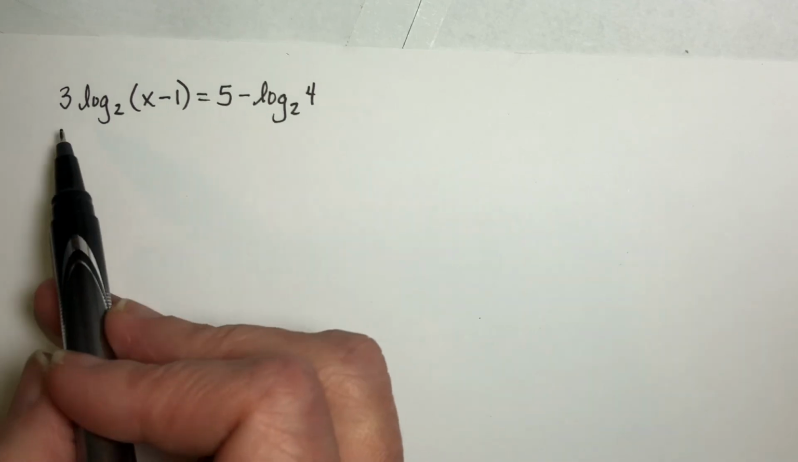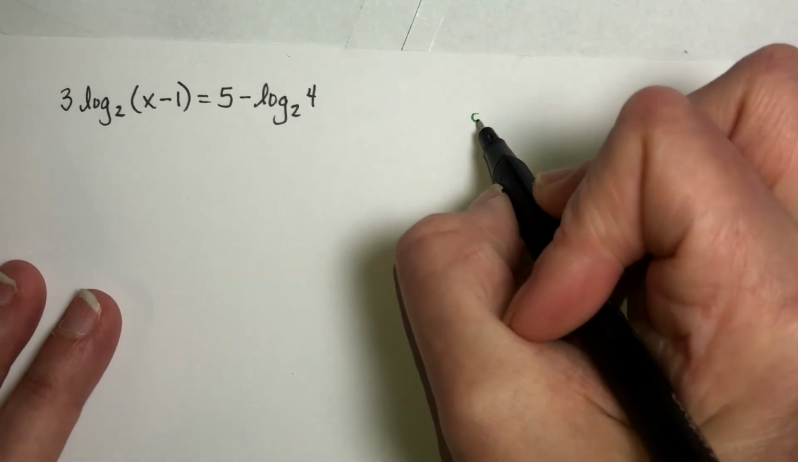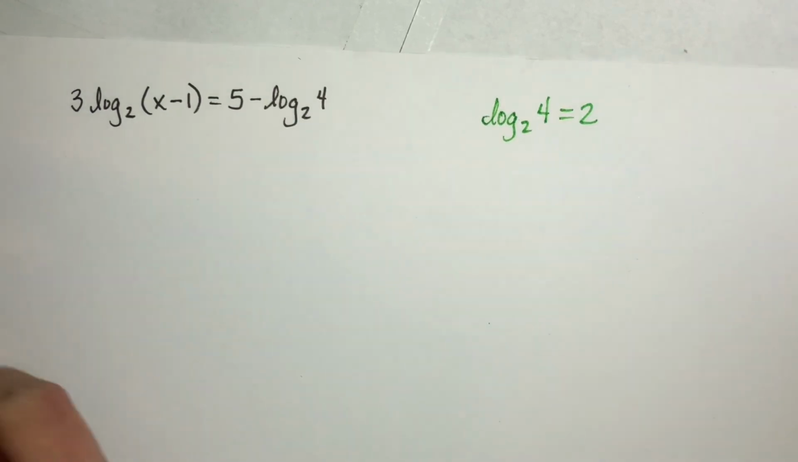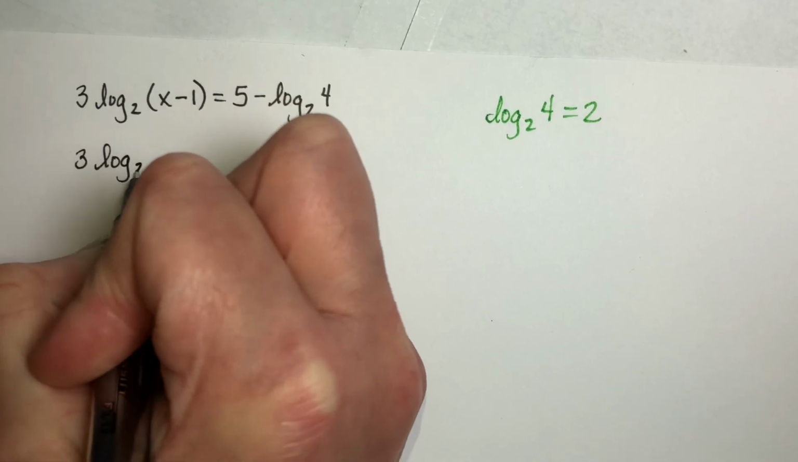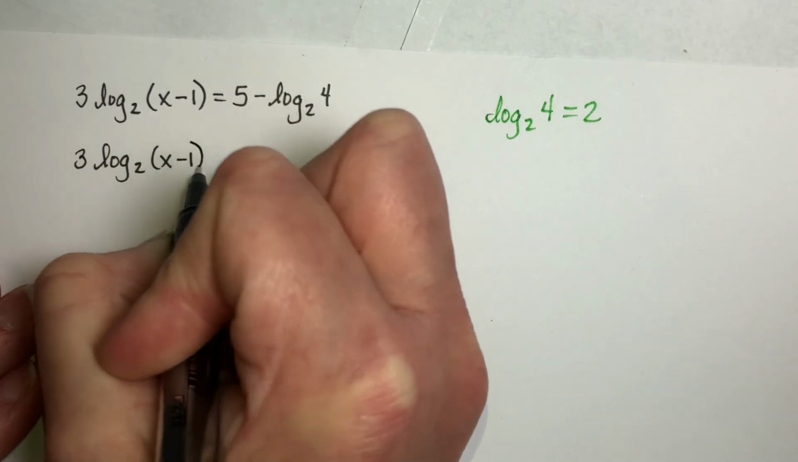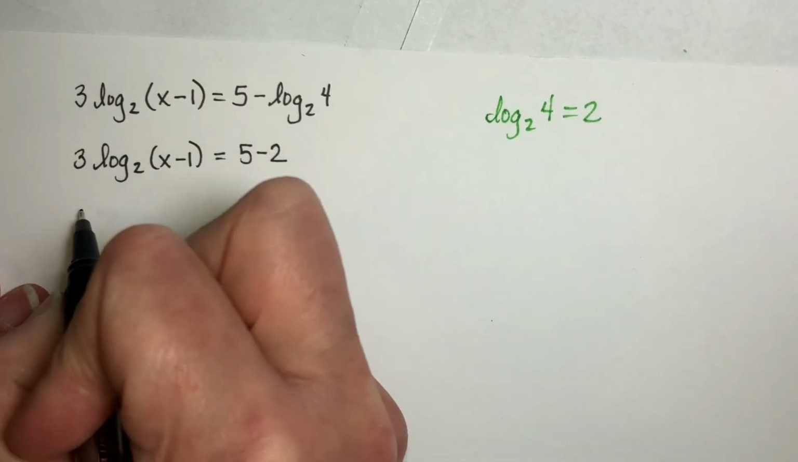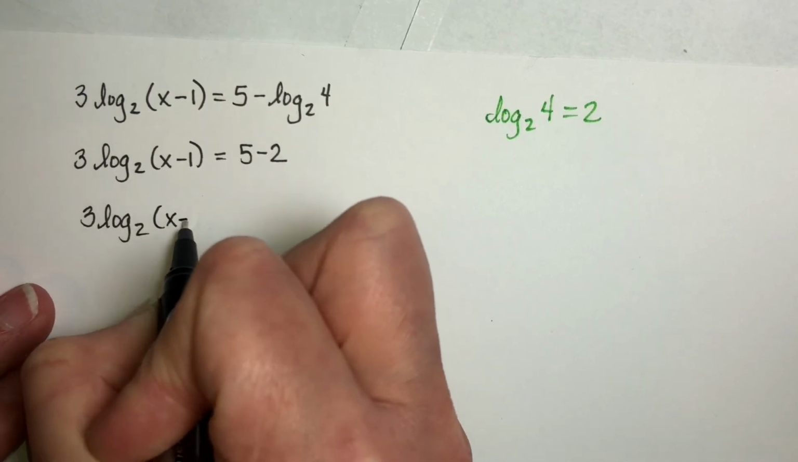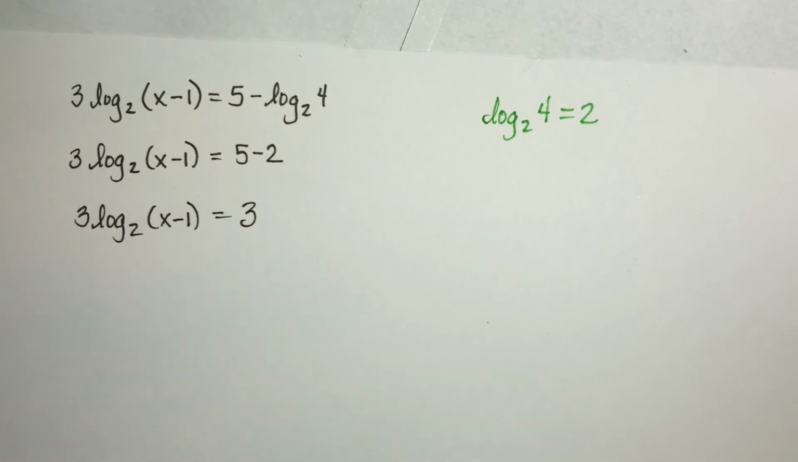Okay, but I had this problem, and one of the things that we did is we noticed that log base 2 of 4 is equal to 2. So we have 3 times log base 2 of x minus 1 is equal to 5 minus 2. So I had 3 log base 2 of x minus 1 is equal to 3. So I would work it exactly the same up until this point.